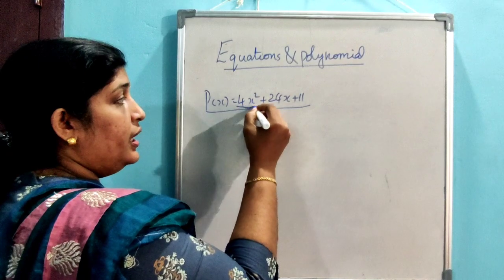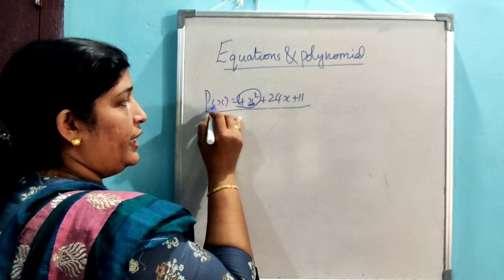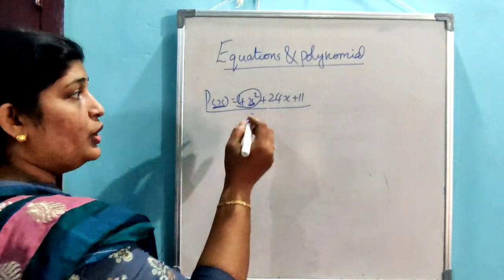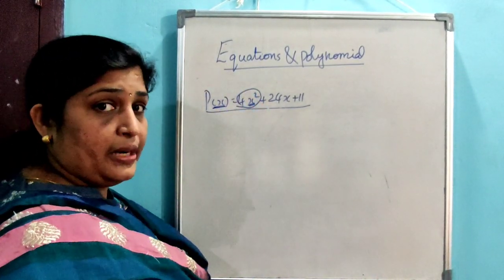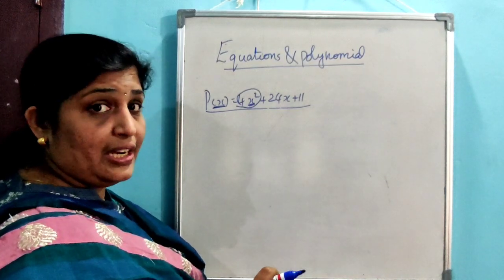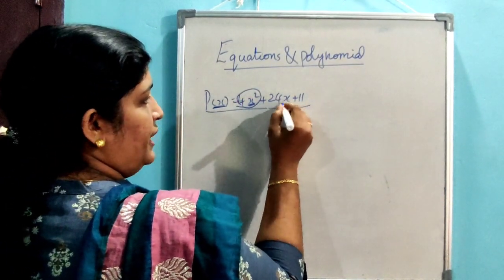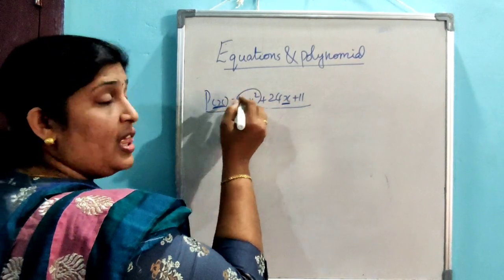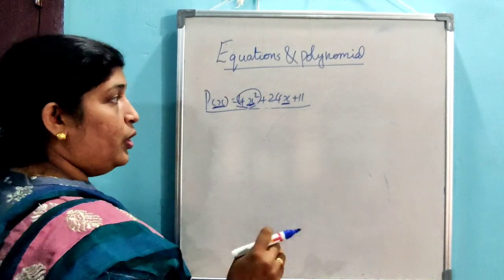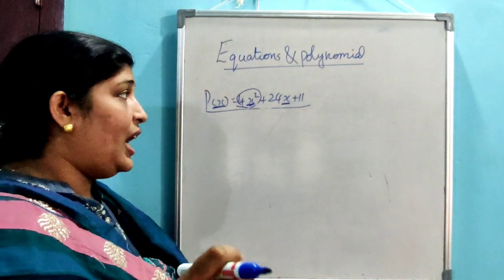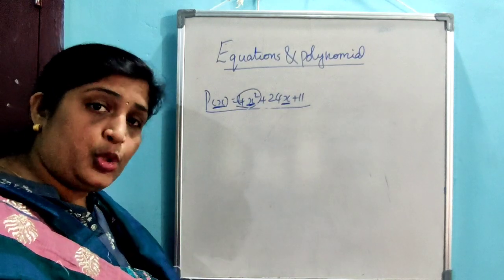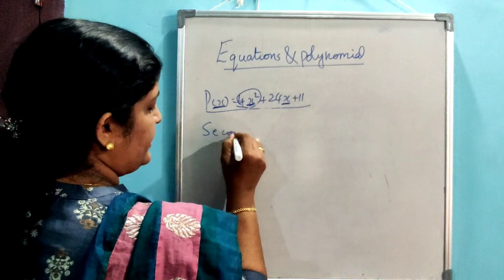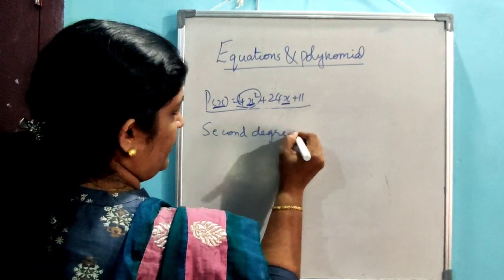See, here the variable is x. Okay, this is a polynomial in x. So the variable is x. And what is the highest power of this variable in this polynomial? Yes, the highest power. See, here we have x and x square. So which is the highest power here? Highest power is 2. So in a polynomial, if the highest power of the variable is 2, then it is called a second degree polynomial.